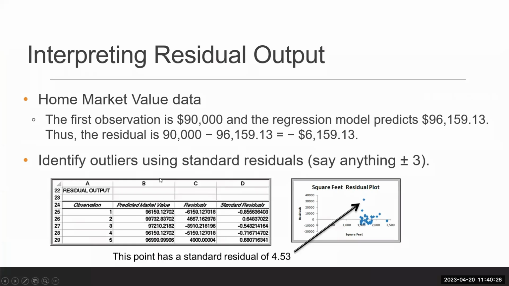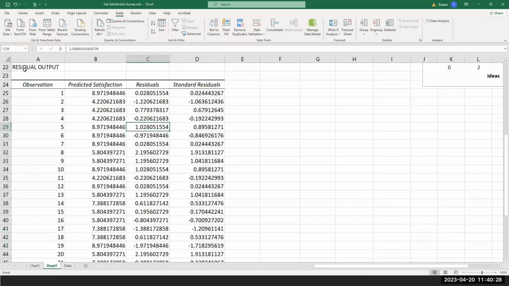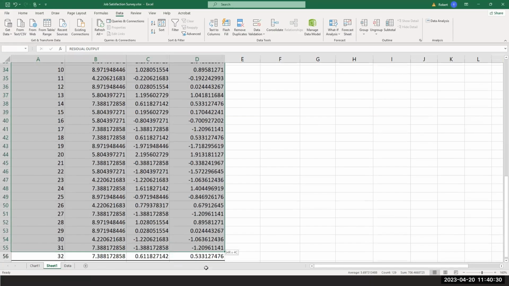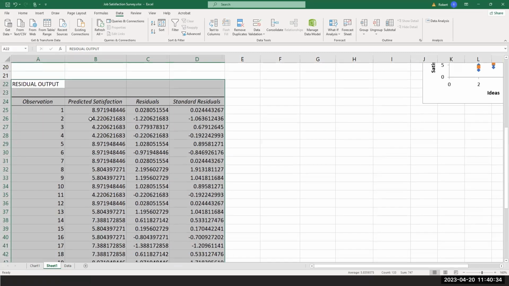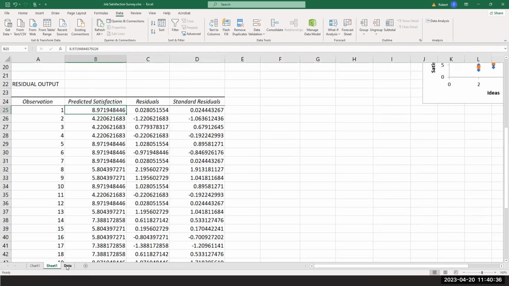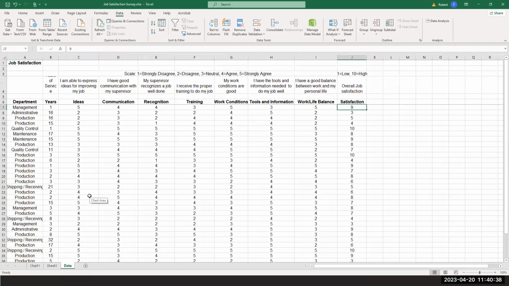Okay, so that's basically how you can interpret this residual output. Pretty cool, right? It's really nice to think that you can predict something and look into a crystal ball and tell the future about something just based upon some simple analysis that we do in Excel. So we could predict fairly accurately what their overall satisfaction will be just from this one rating here.